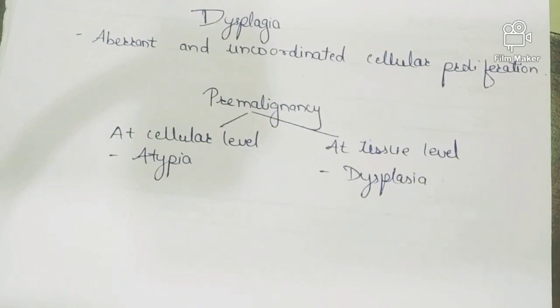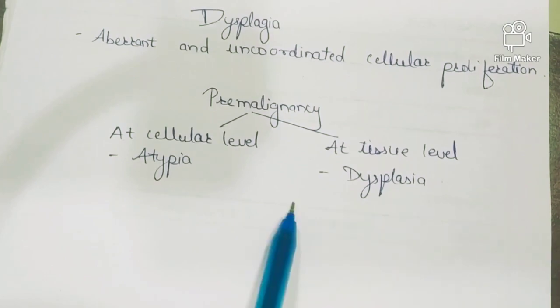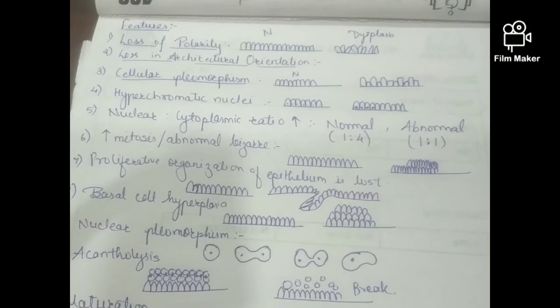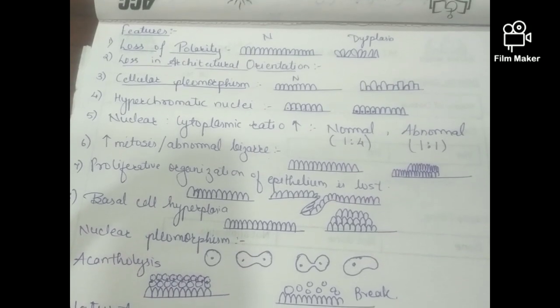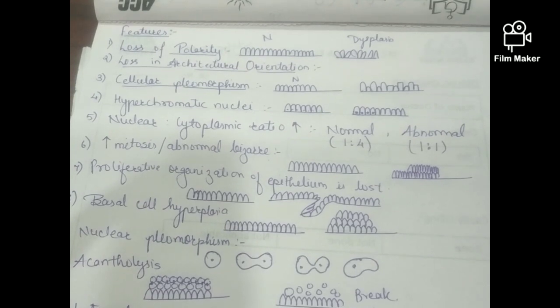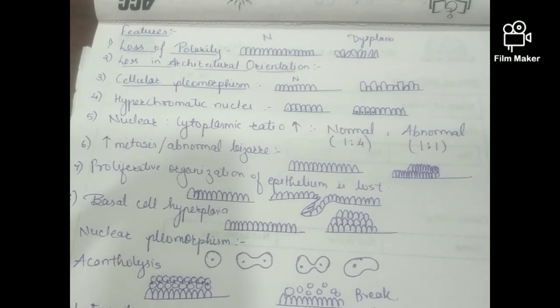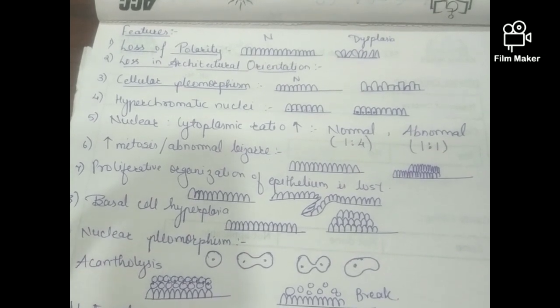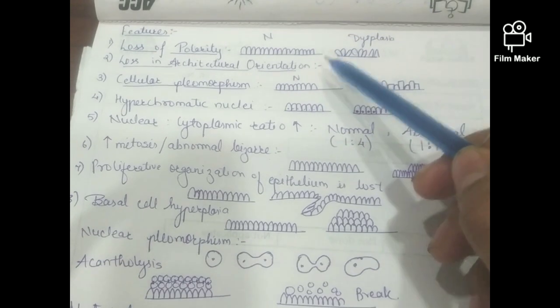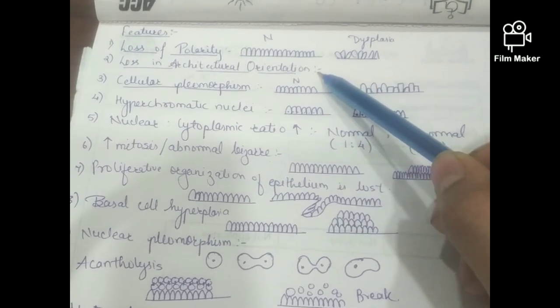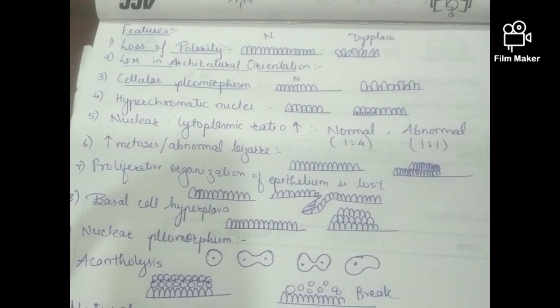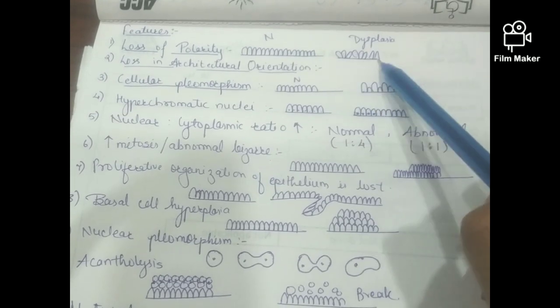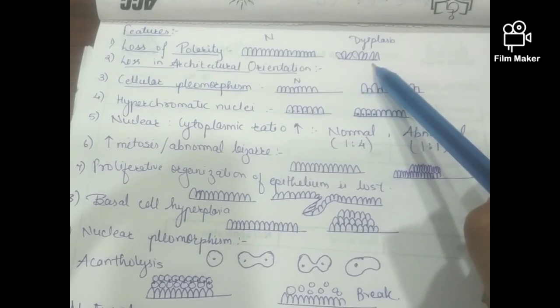Now, the most important part, on which questions are always asked, is the features of dysplasia. Features are not summed up properly in Shafer's, so I am summing them up all together to make it easy for all of you. So look at the features. The first is loss of polarity. Look at the diagram, you can clearly make out what it means. That is, there is loss of uniformity of individual cells.